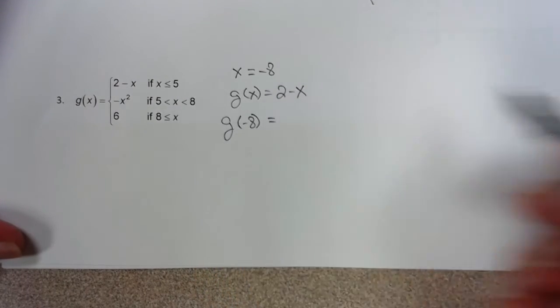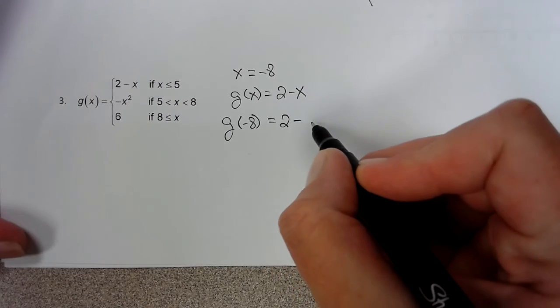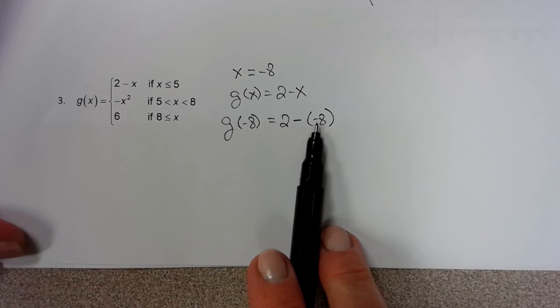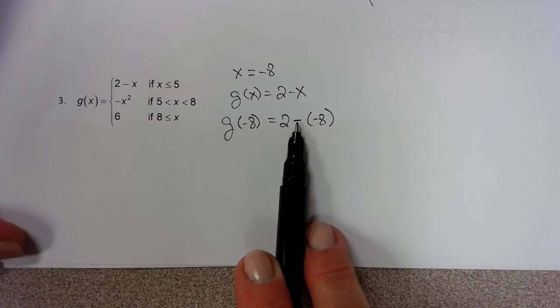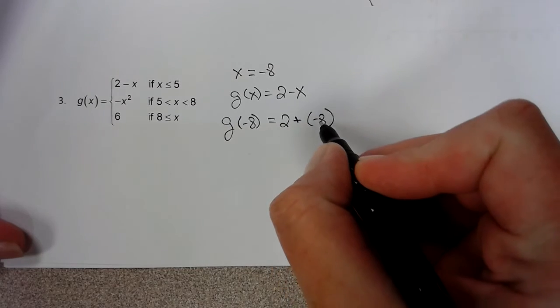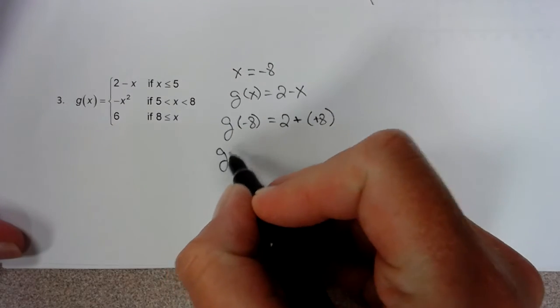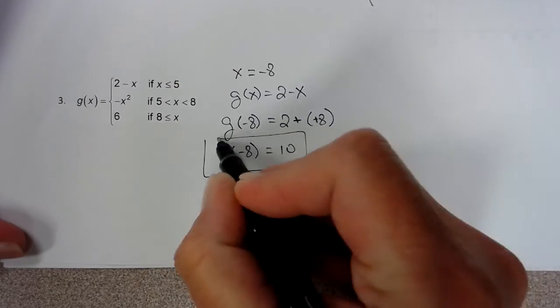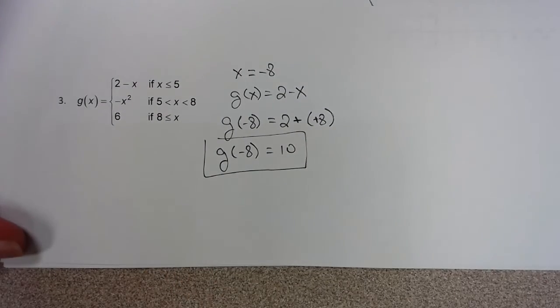Plug -8 in for x. You should have a minus minus here. First one is from subtraction. Second one is from having a negative number. Minus minus turns that into a plus. So the value of the function is 10.